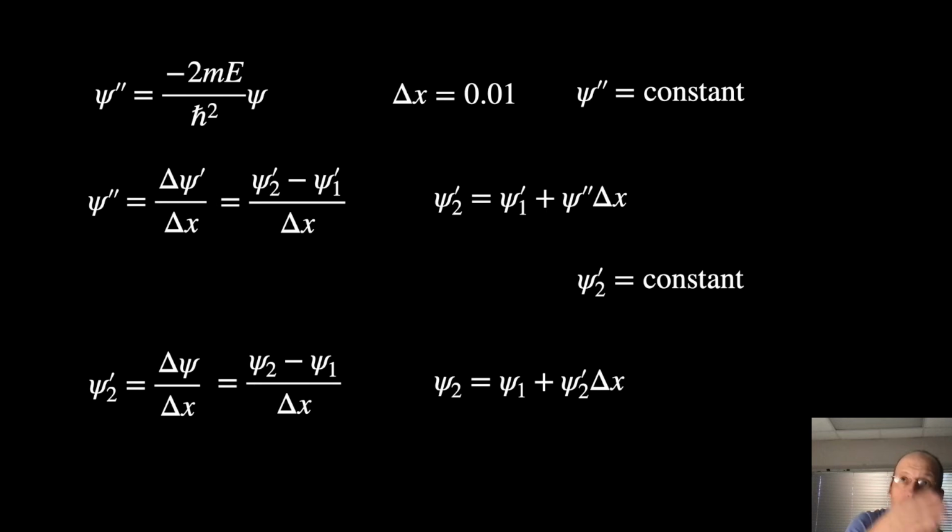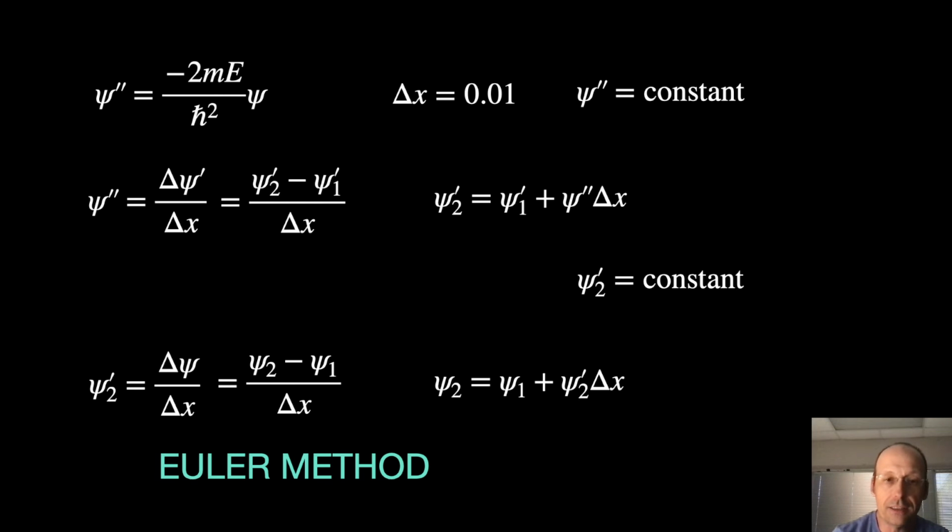And so you can see we can take the values. If I know the value of psi and psi prime, and I can calculate psi double prime, which I can, then I can find the next one, and then I can do it again and again and again. It has several names, but this is basically the Euler method of numerical calculations. It's super powerful, it's super easy to implement, and that's why we're going to use it.